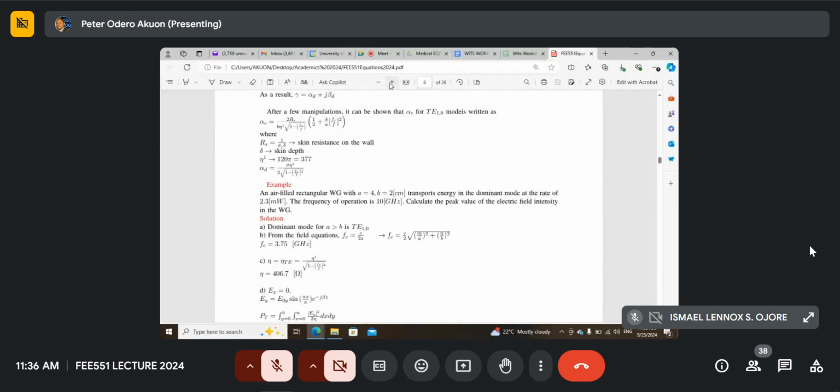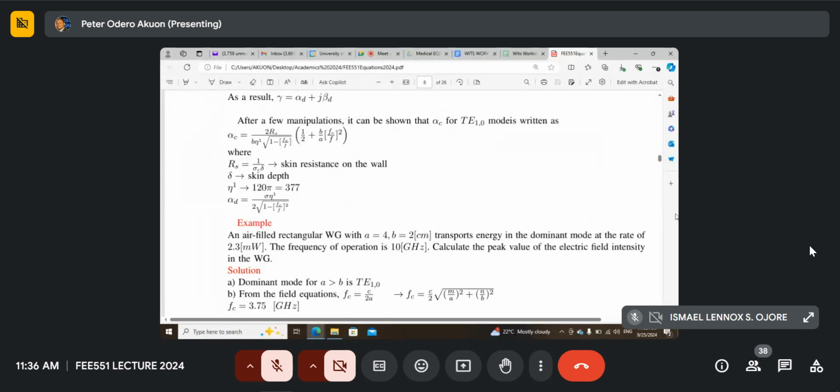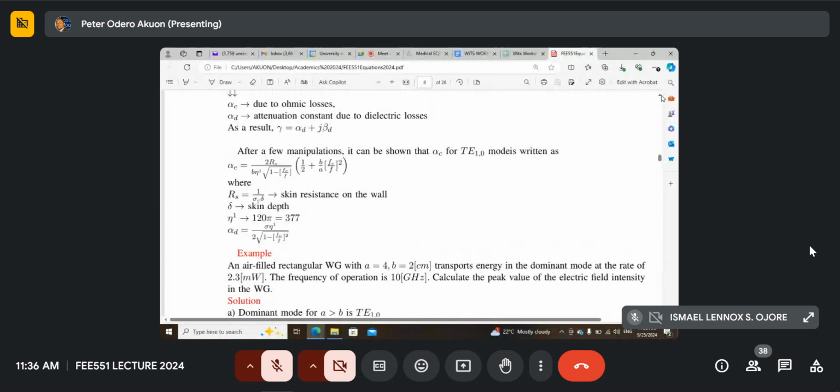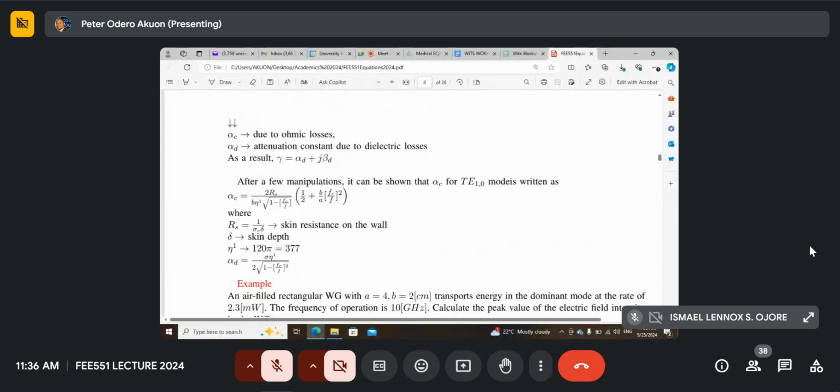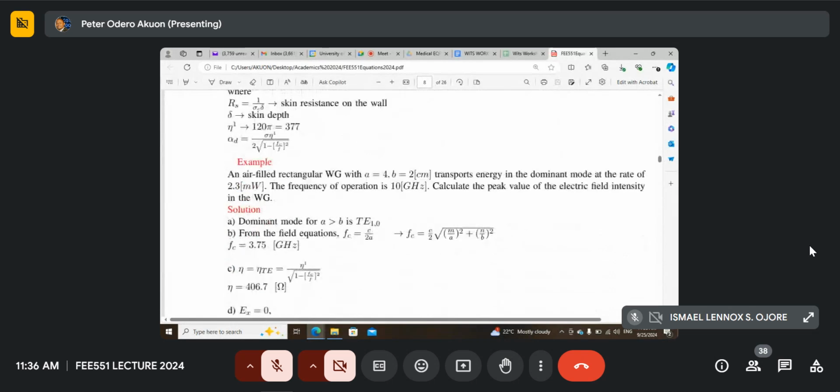So we were somewhere here. Hope it's large enough. All right, so we have the expressions for this. We want to consider a case where we have an air-filled rectangular waveguide with sides given as a equal to 4 and b equal to 2, which transports energy in the dominant mode at the rate of 2.3 milliwatts. The frequency of operation is 10 GHz, and you're supposed to calculate the peak value of the electric field intensity in the waveguide.